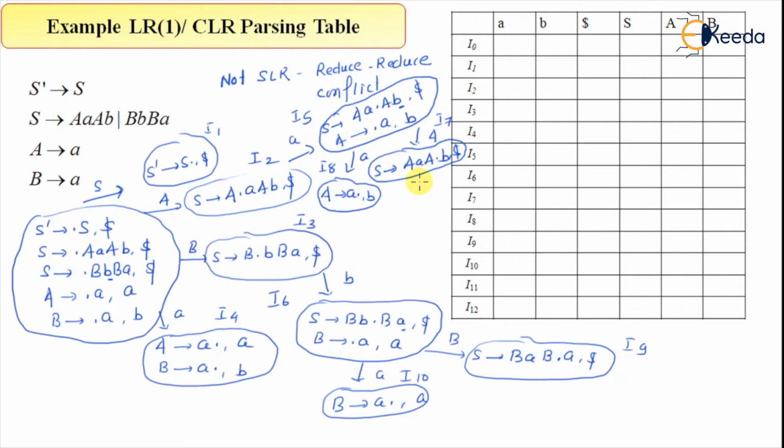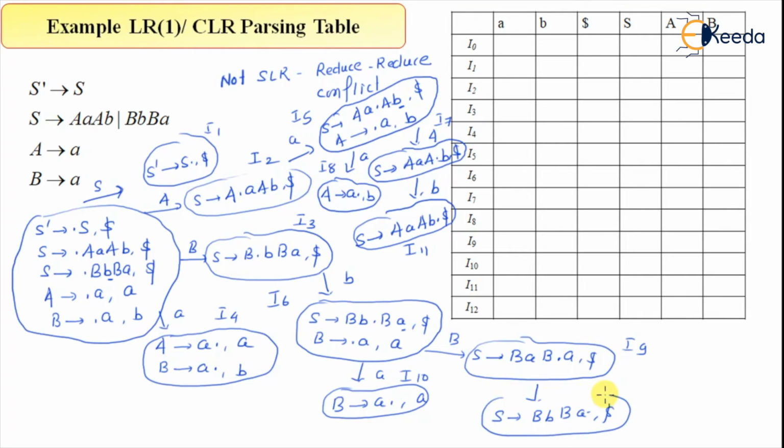The last one is here on input b, and it will become S derives Aab dot followed by dollar. Call it as the next state I11, and here one more time S derives bbBa followed by dollar dot at the end, and that is the last state, that is your I12.